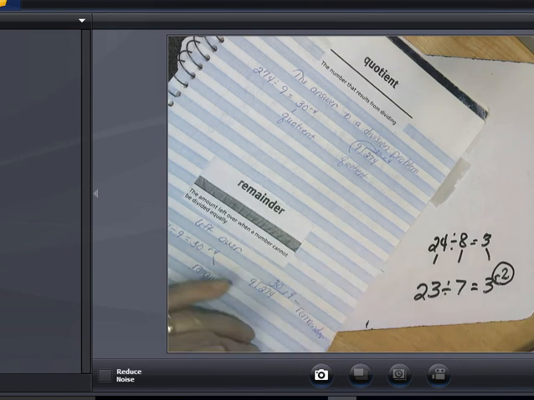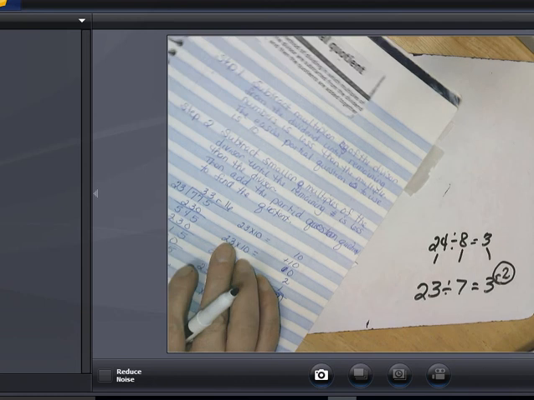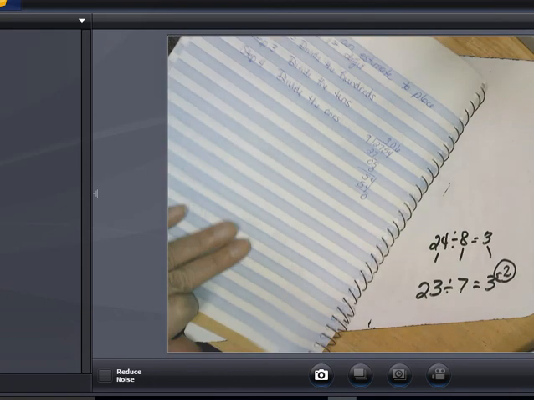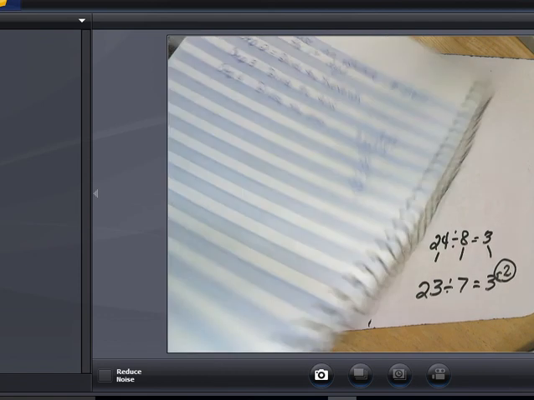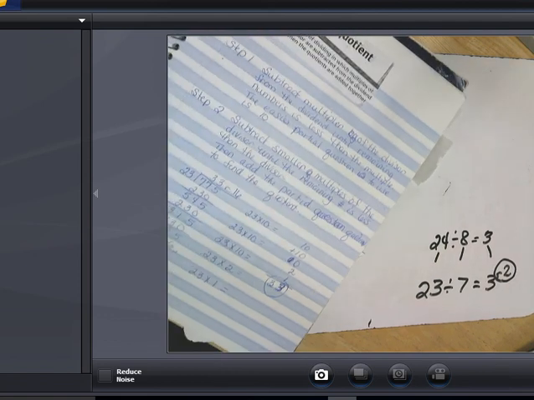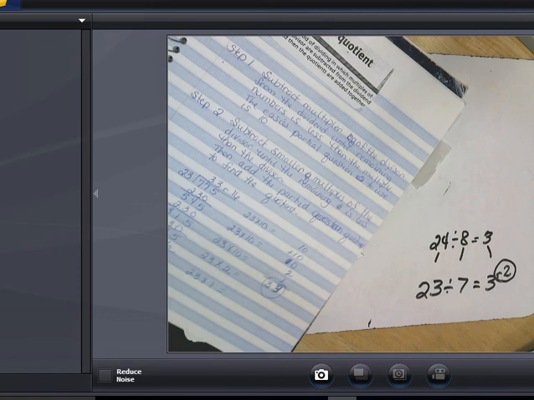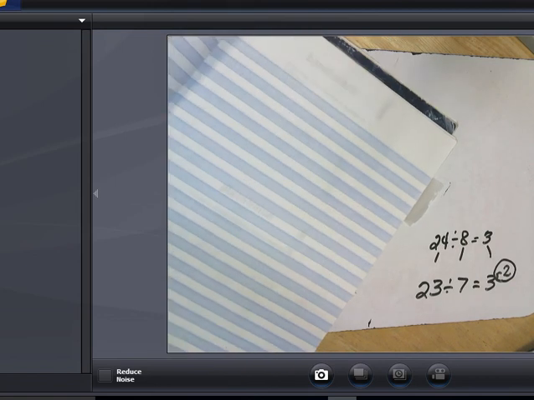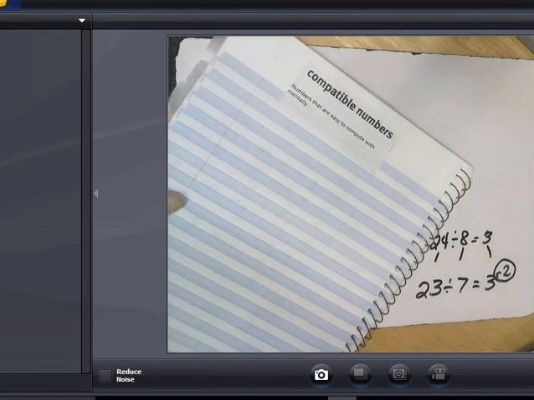Next page, I would like you to leave wide open, please. We're going to put the steps how to divide and do some practice ones there. Then your last one is partial quotient. Whoops, sorry. And just put that at the top and leave the rest of the page wide open. And then on the next page, put compatible numbers.